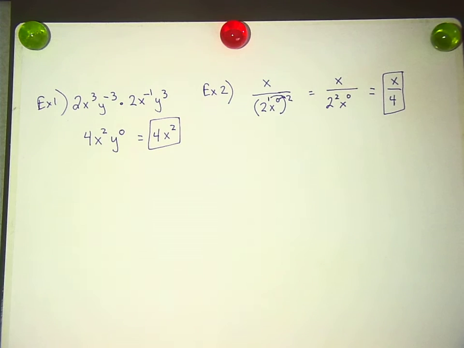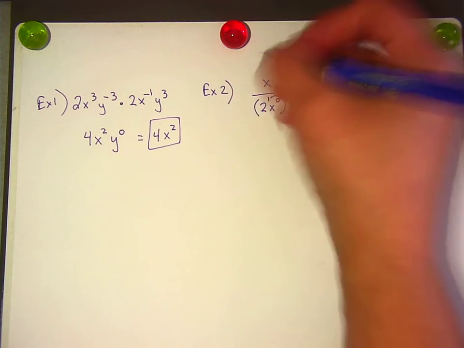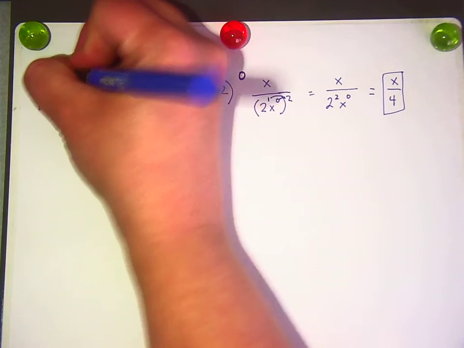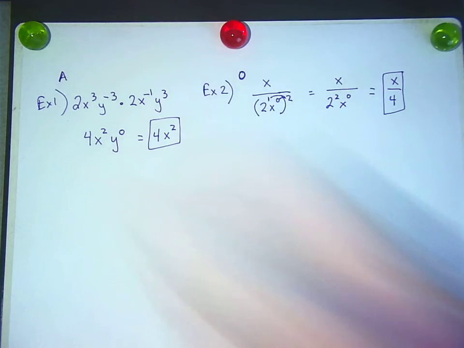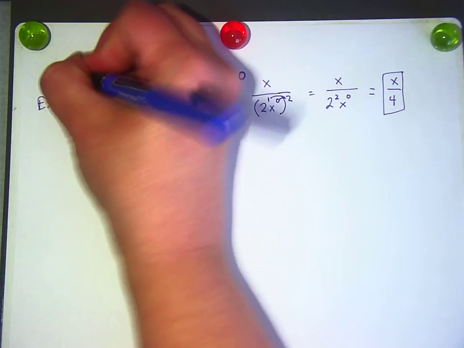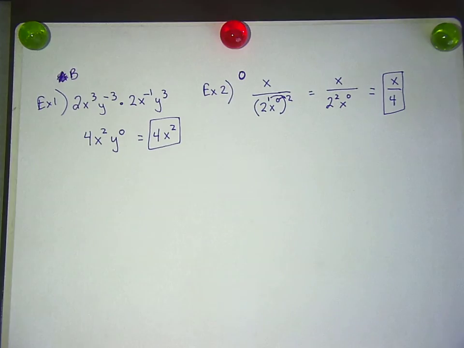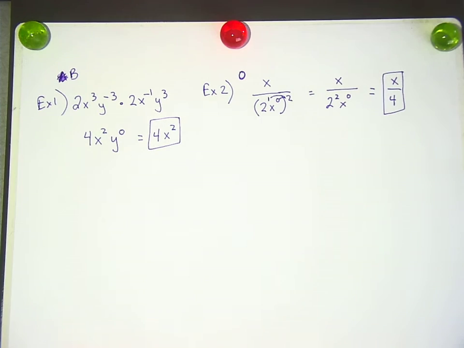What was it? O? All right, so this was O, this one was A. No, B? B. All right, A, where's my finger? Yeah, B and O, okay.